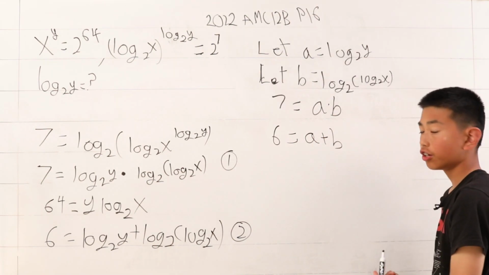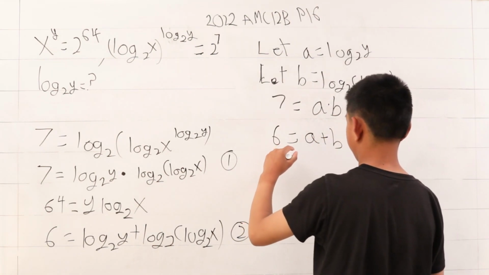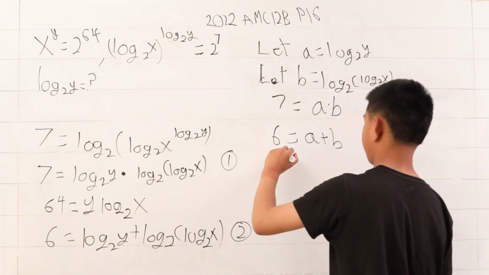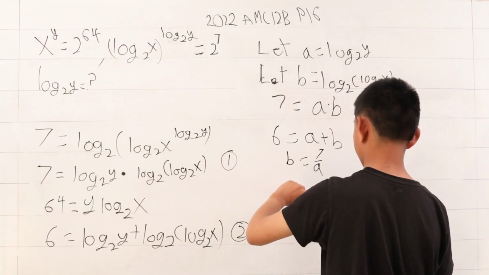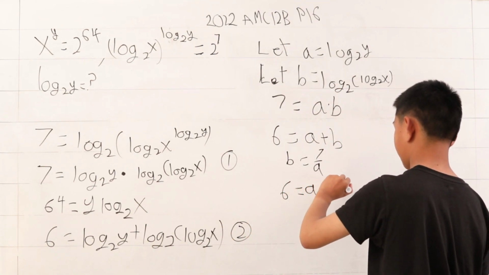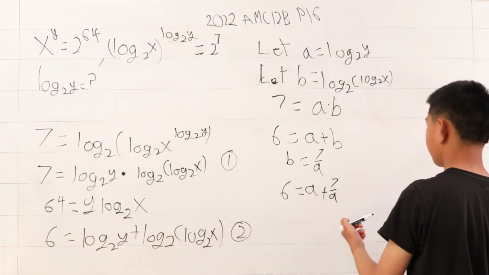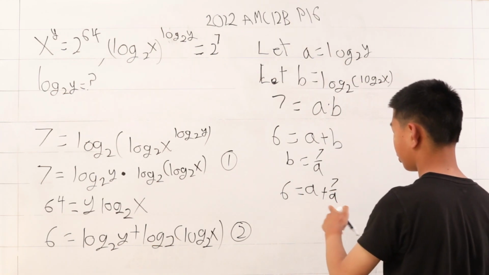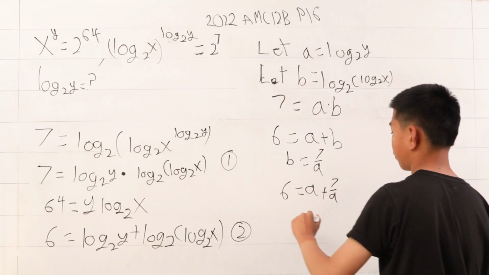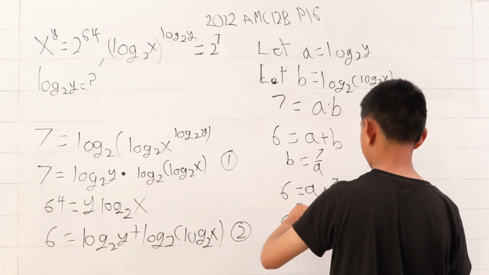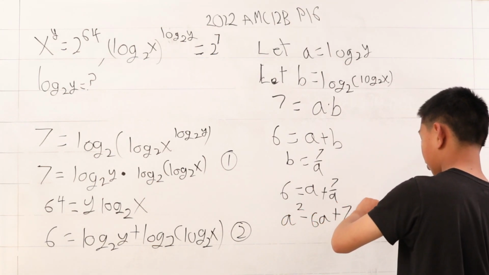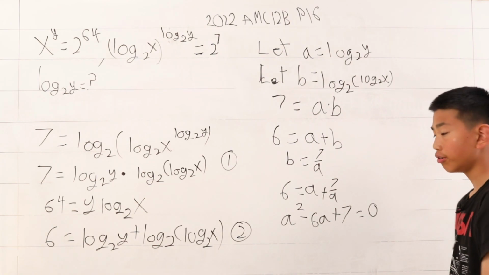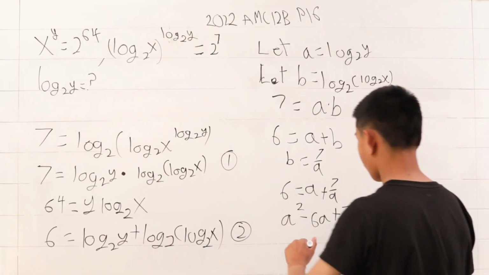Now we can just solve. So let's do that. b is 7 divided by a. So 6 is a plus 7 over a. Right now, just multiply both sides by a and move the 6 over. a squared minus 6a plus 7 is equal to 0. And now we use the quadratic formula to solve this.